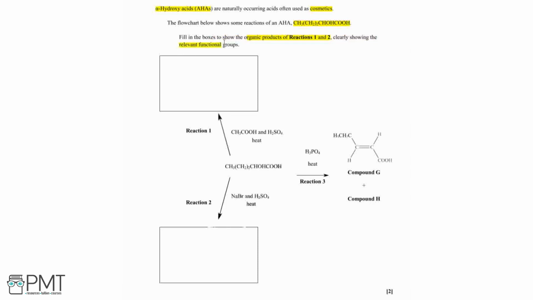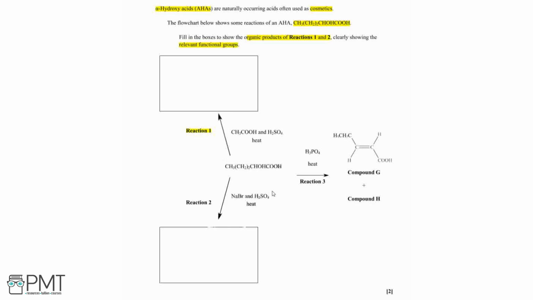the relevant functional groups. So to clearly show our relevant functional groups, we either need to draw our structures as structural formulae or displayed formulae, or a combination of the two as shown over here overall. So let's start by looking at reaction 1.